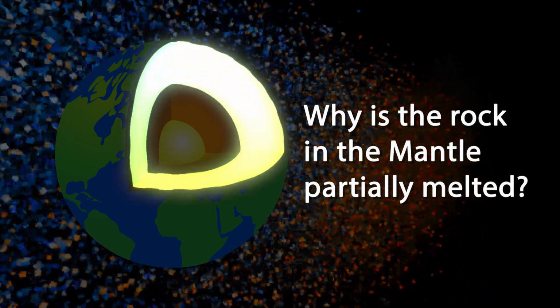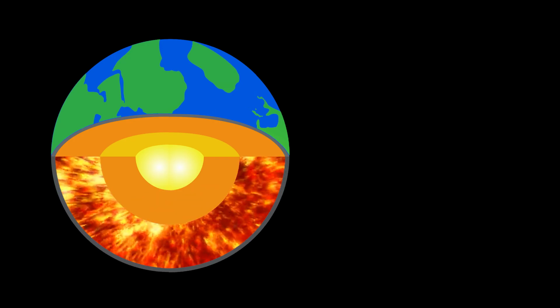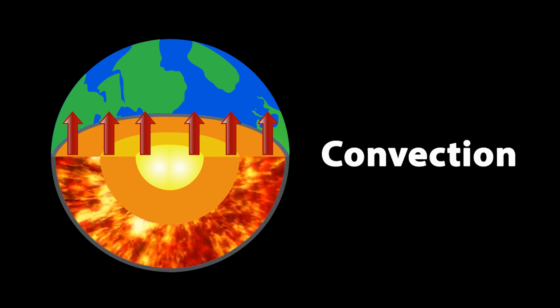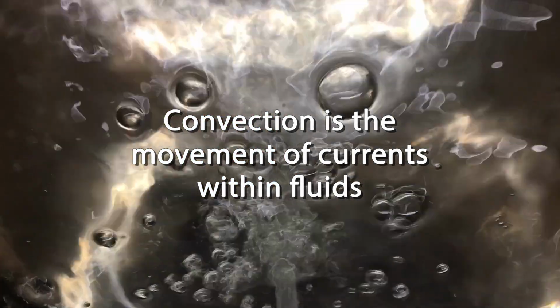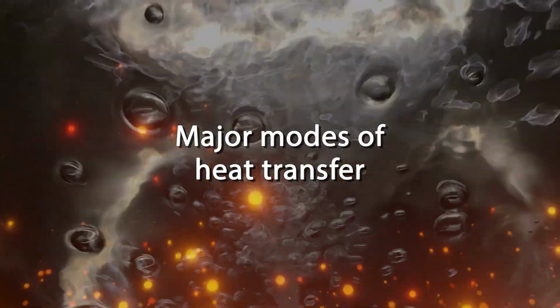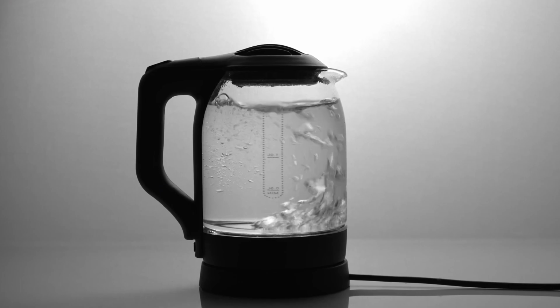But why is the rock down there partially melted? Within the mantle, a process called convection is constantly driving movement far below us. Convection is the movement of currents within fluids and is one of the major modes of heat transfer. We see this process happening all the time in our kitchens when we boil water in a pot.